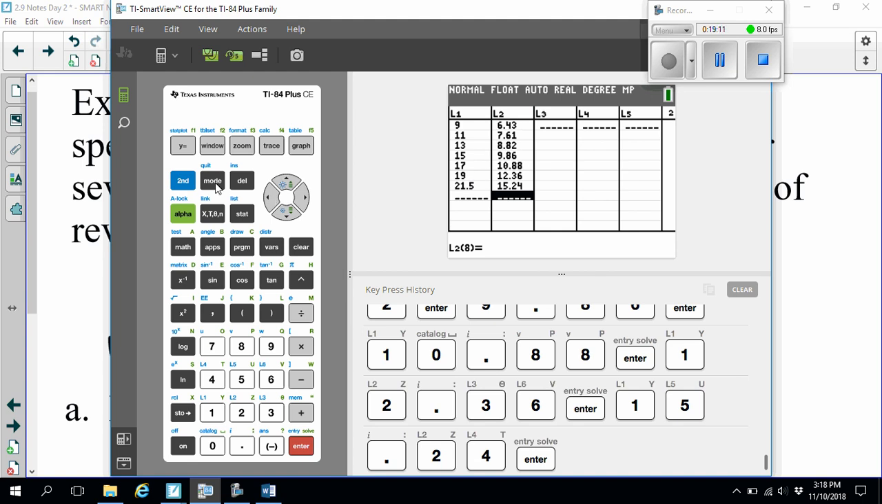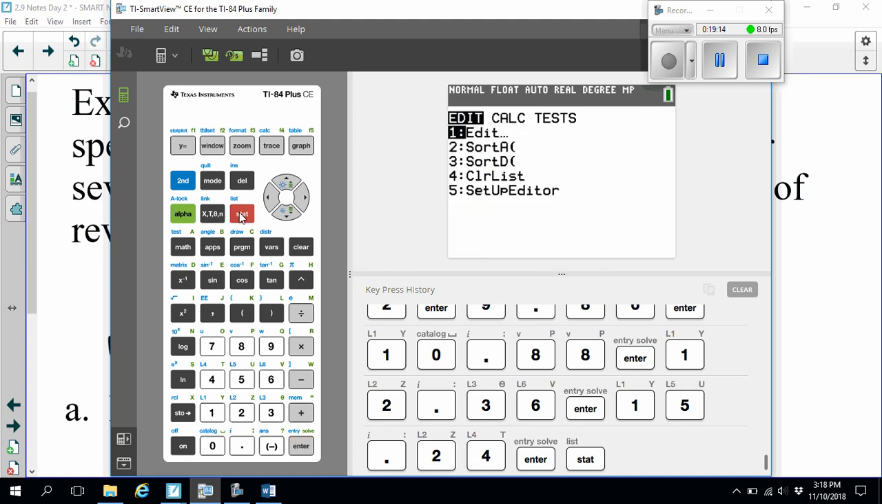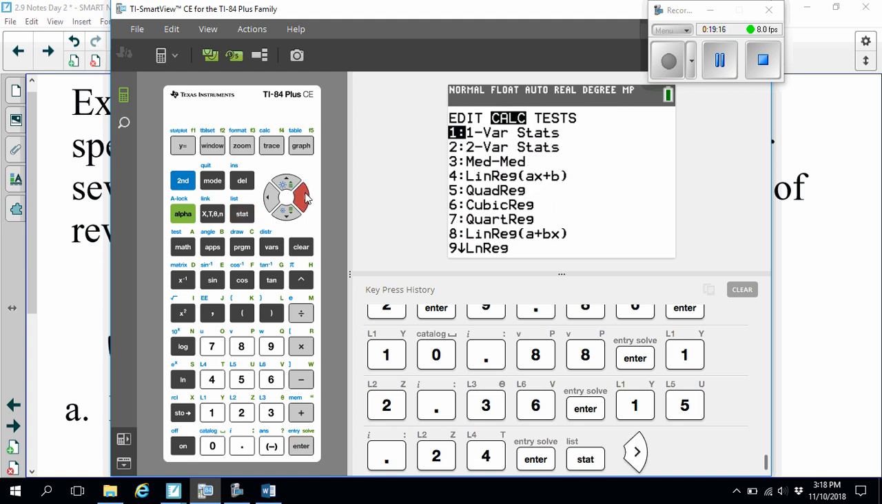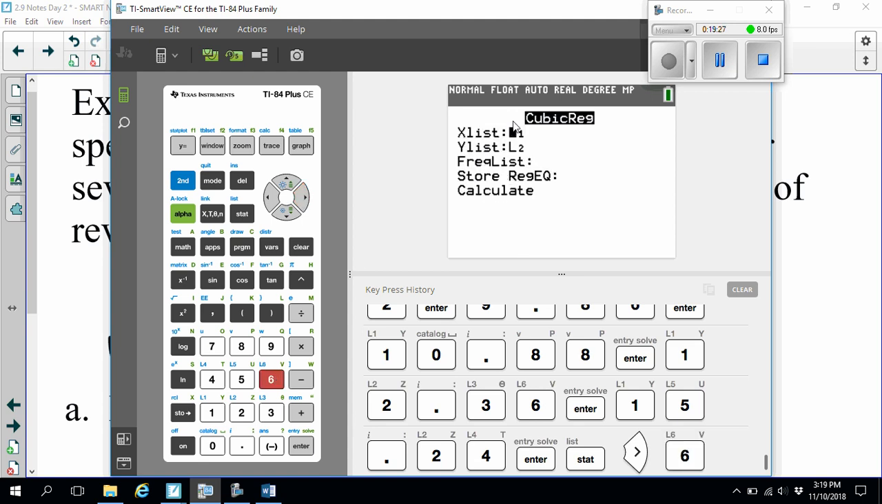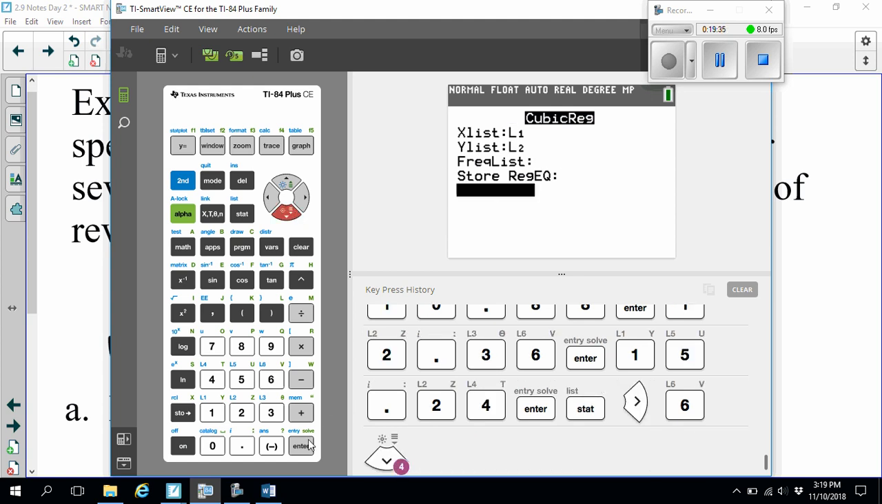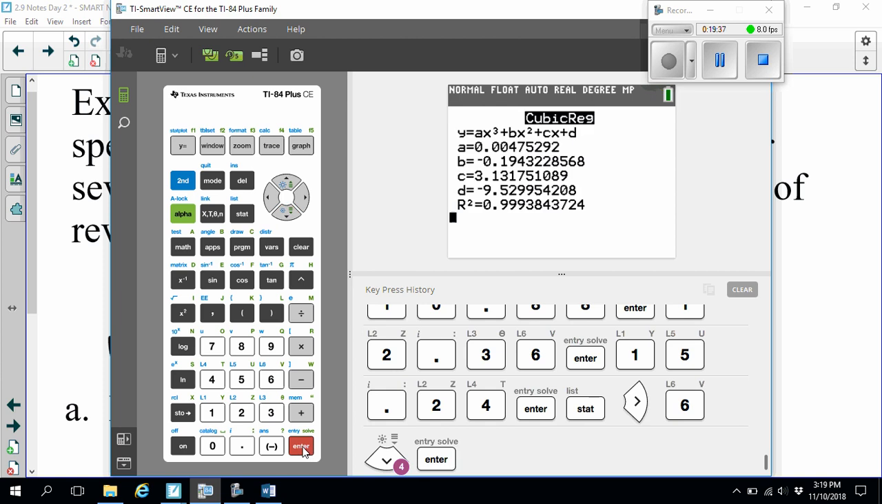Okay, so now once again we're going to press stat, and go over to calc. Now we're going to do our cubic regression, so we go to number 6, because this says cubic reg. That's what we want, so I'm going to press number 6. You should already have X list as your L1 and Y list as your L2. If that's all good, go all the way down to calculate and press enter. Here we have our A, B, C, and D values. We take these and plug them into those variables.